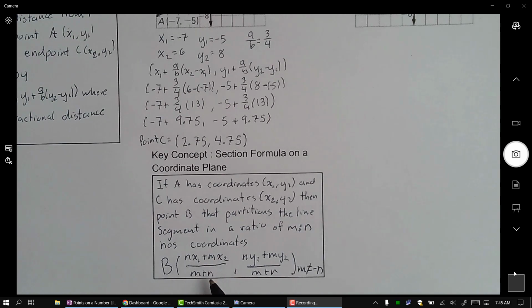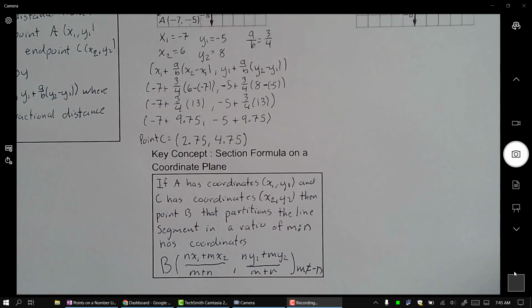So again, this is a carry on from what we did in a previous lesson. We just had the one dimension, but now that we're dealing with a coordinate plane, we're going to have it in the x, and we're also going to have it in the y. And we have a ratio m to n. So let's go ahead and take a look at a problem that deals with this.